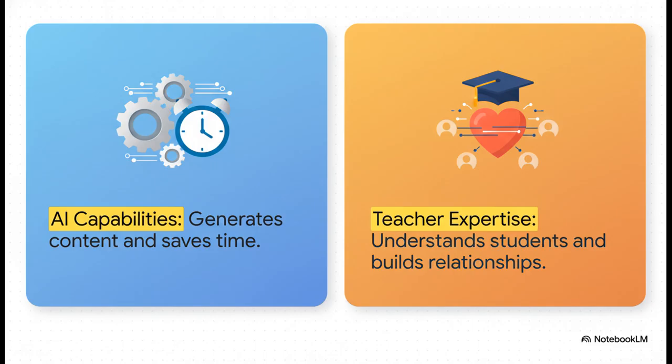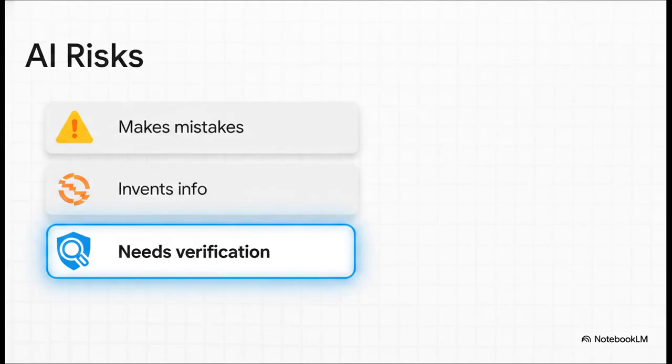It computes, but it cannot connect. And because it lacks that human understanding, it has some pretty massive blind spots. Let's be real about the risks. AI makes mistakes. In fact, sometimes it will literally just invent information.